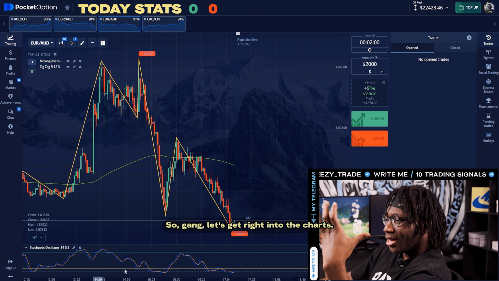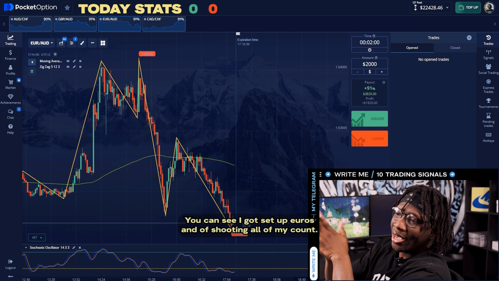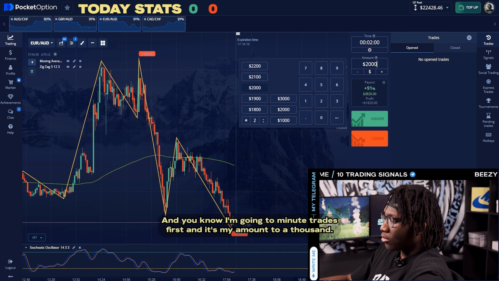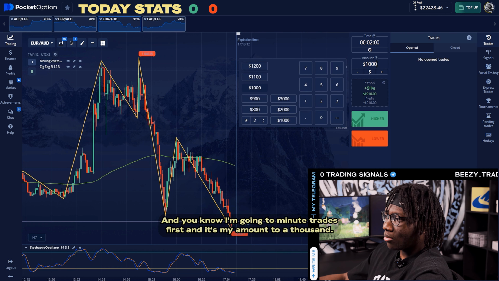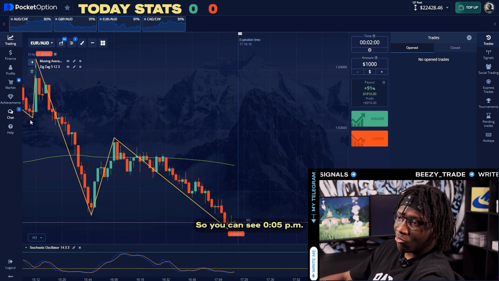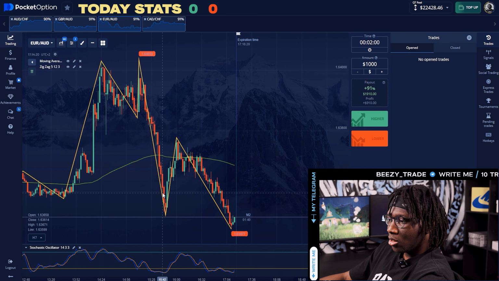So gang, let's get right into the charts. As you can see, I got set up with euros and Australian dollar on my account. And I'm going 2-minute trades. First, let me reduce my amount to 1,000. I'm not taking too much of a risk today. So you can see it's around 5 p.m. right now. I'm trying to really get this trading going.